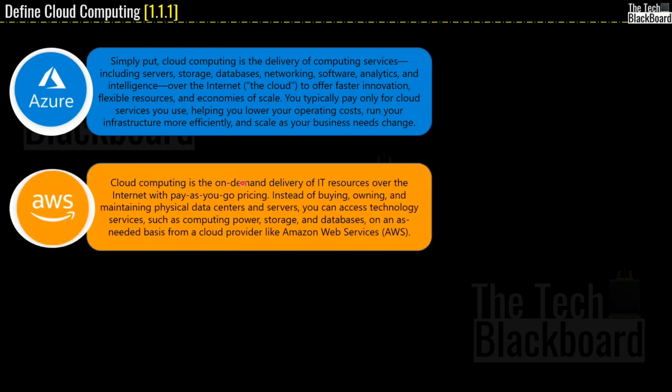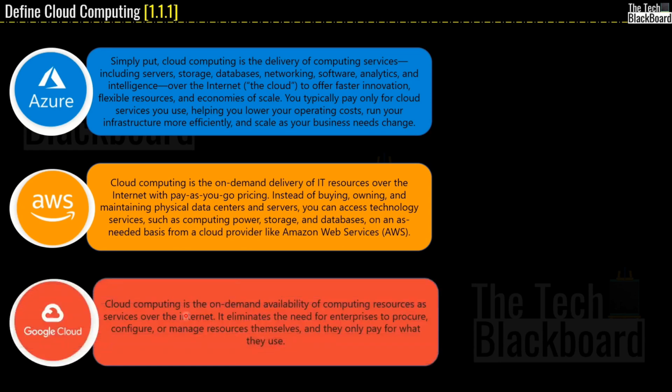Now let's move on with AWS. AWS says that cloud computing is the on-demand delivery of IT resources over the internet with pay-as-you-go pricing. Instead of buying, owning and maintaining physical data centers and servers, you can access technology services such as computing power, storage and databases on an as-needed basis from a cloud provider like Amazon Web Services, also known as AWS.